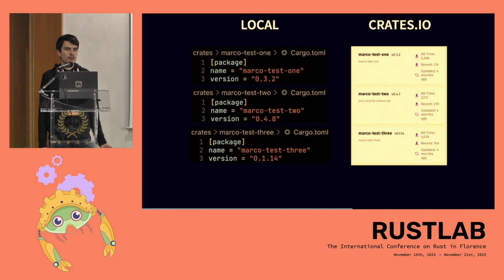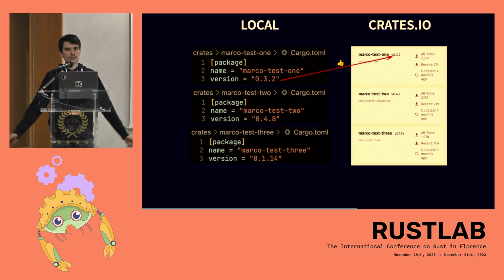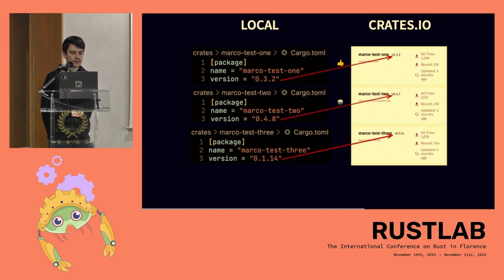So let's say that I have a workspace with 3 packages, right? It takes the first one, Marco test1. Is the version the same as the one published on crates.io? Well, yes, so I don't have to release this package. Let's take the second one. Is the version the same? No. So Release-plz release will trigger the release pipeline. And in this case, the third is the same. So the only package we need to release is Marco test2.